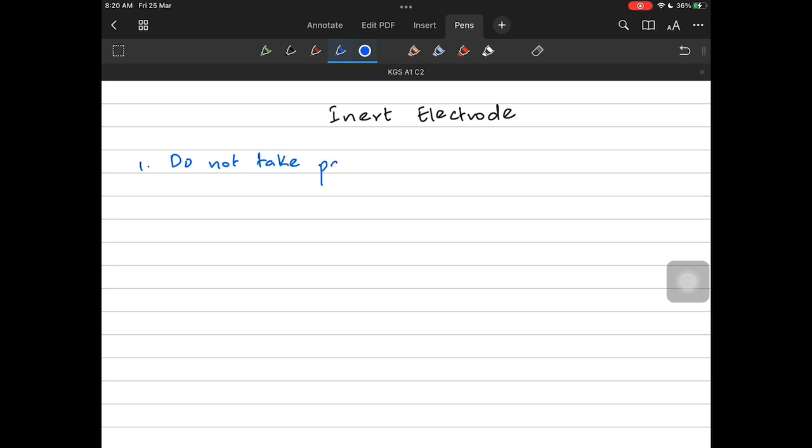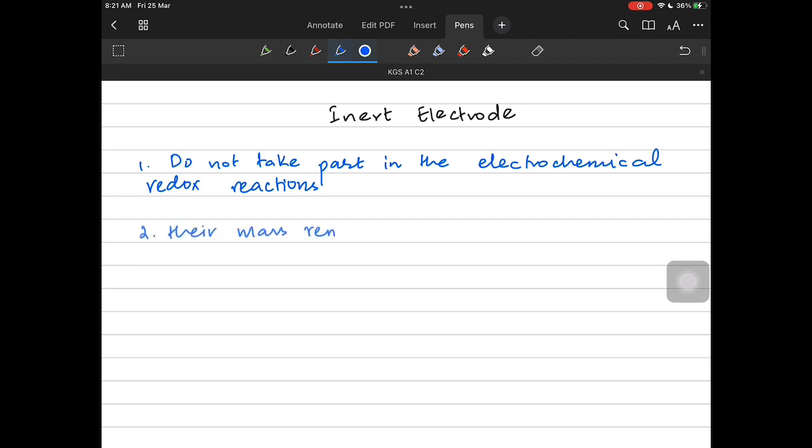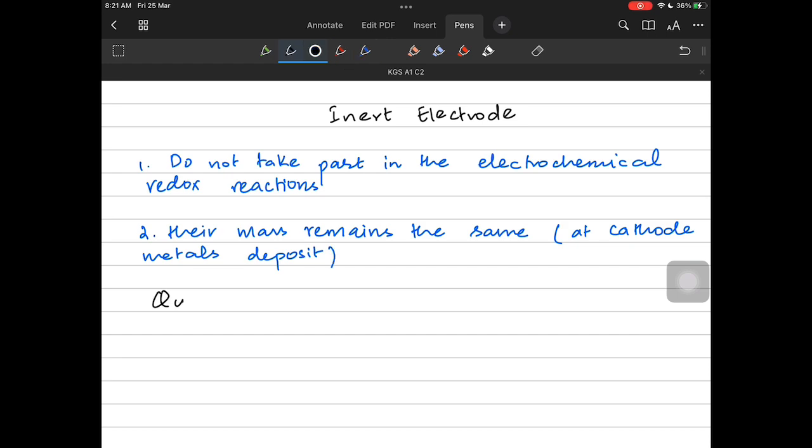There's a thing called an inert electrode which does not take part in the electrochemical redox reaction. So last time when we were having the electrolysis of sodium chloride, we were talking about the idea that the electrode was inert, so it did not participate in the redox. Their mass remains the same because they are not participating in the reaction. For example, graphite and platinum are inert electrodes, so there is no change in the mass of graphite. Obviously metal deposits can happen, but it does not increase the mass of the graphite itself.